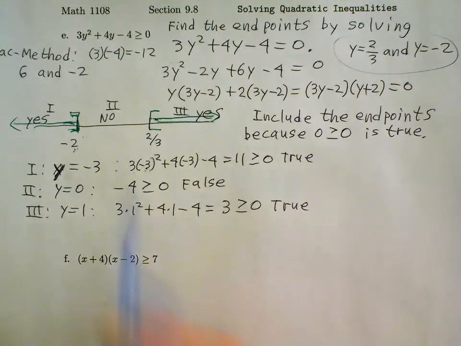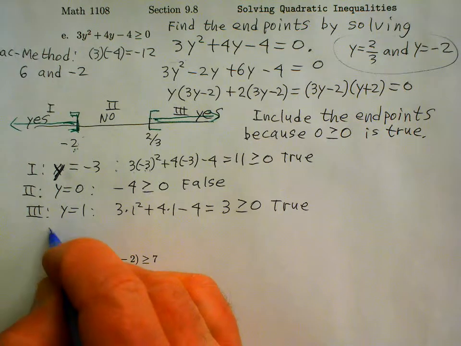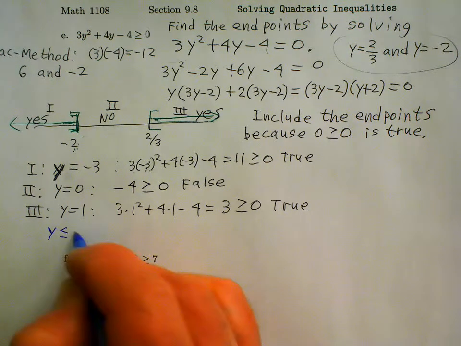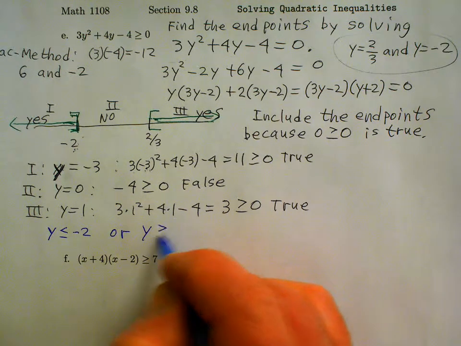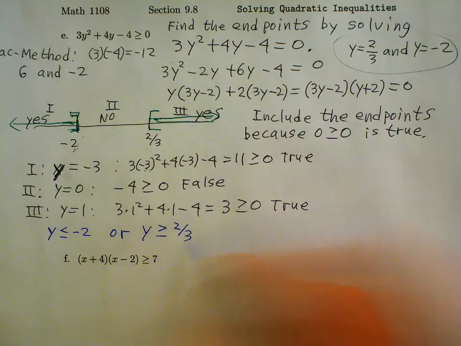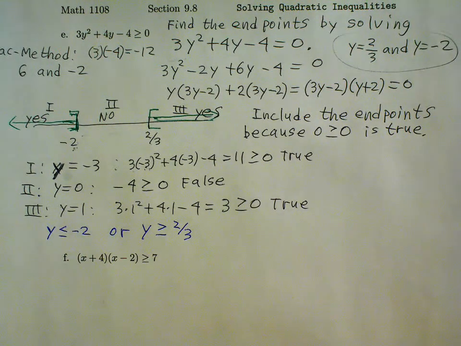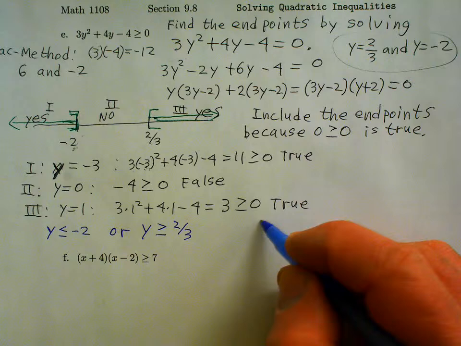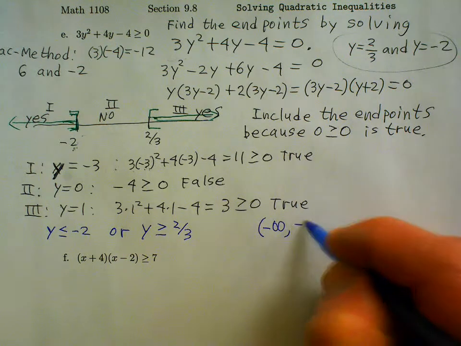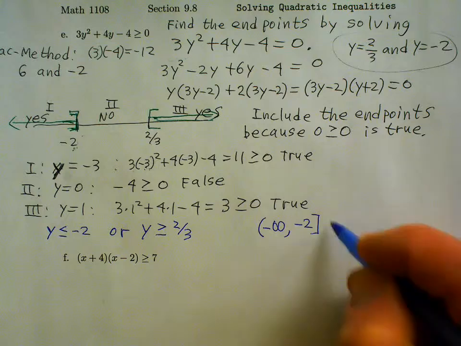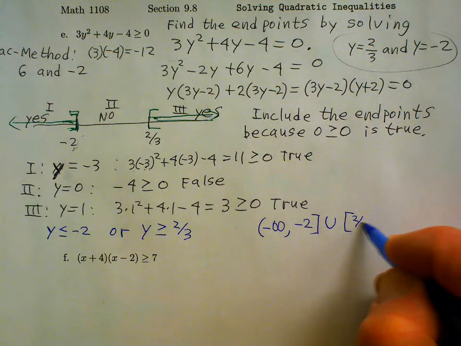The algebraic notation, we write y is less than or equal to -2 or y is greater than or equal to 2/3. That is the algebraic notation. The interval notation, parenthesis -infinity, comma -2, bracket, then the union symbol, and then bracket 2/3, comma infinity.